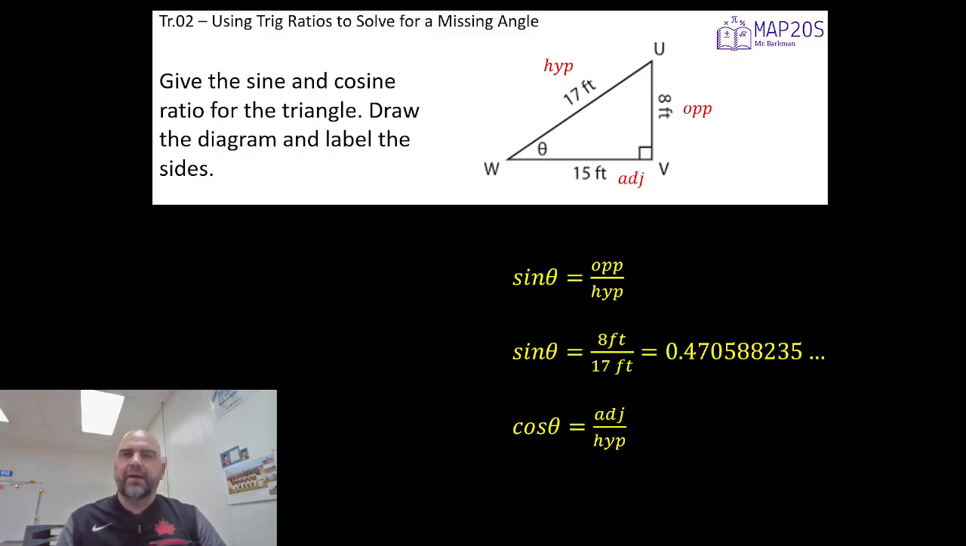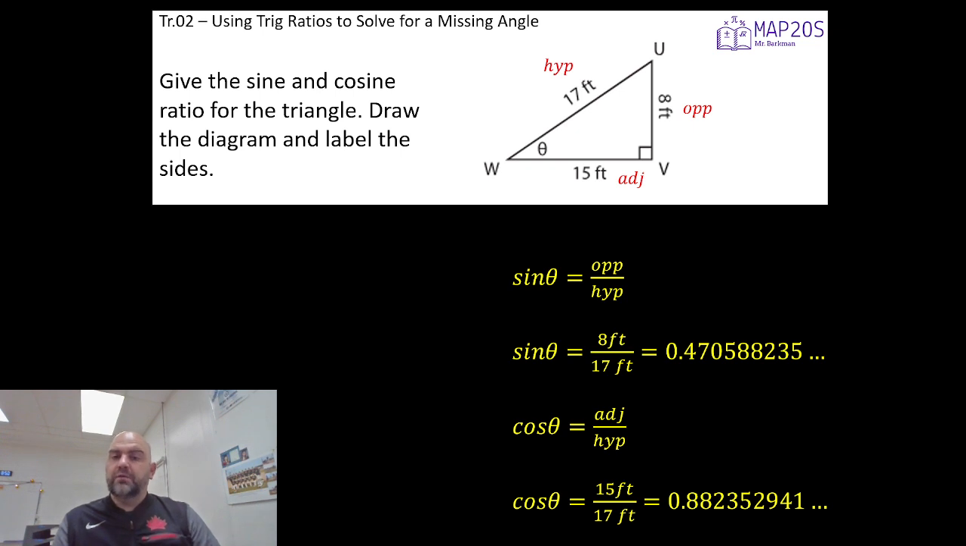But when we're actually trying to find the angle, we want to try to keep as many decimal places as possible. Cosine has a different ratio. It is the adjacent over hypotenuse, so it's 15 divided by 17, and that gives us 0.88 and then a bunch of decimal places. You'll notice these are two different ratios because they are involved with two different sets of sides. It also means that we need to use a different function, either sine or cosine, to find the angle measure for these two combinations.